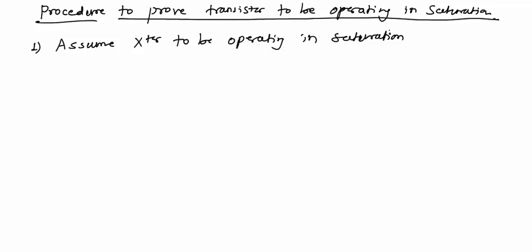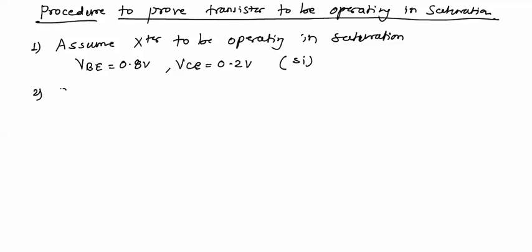If transistor is operating in saturation, we can assume these two values VB equal to 0.8 volt, VC equal to 0.2 volt for silicon. And if it is germanium transistor, these values will be different. This will be 0.3 volt and this will be 0.1 volt.